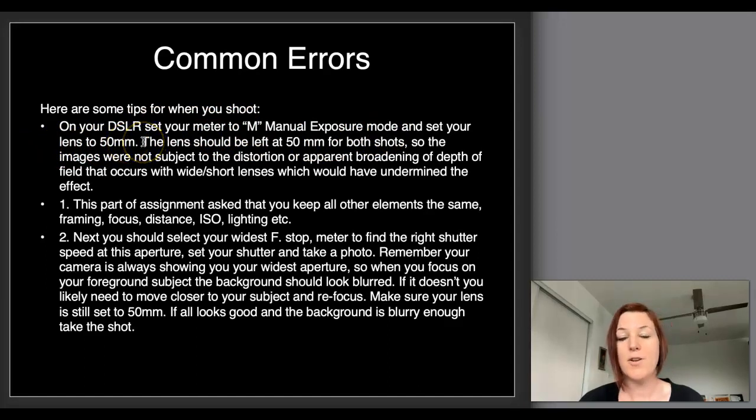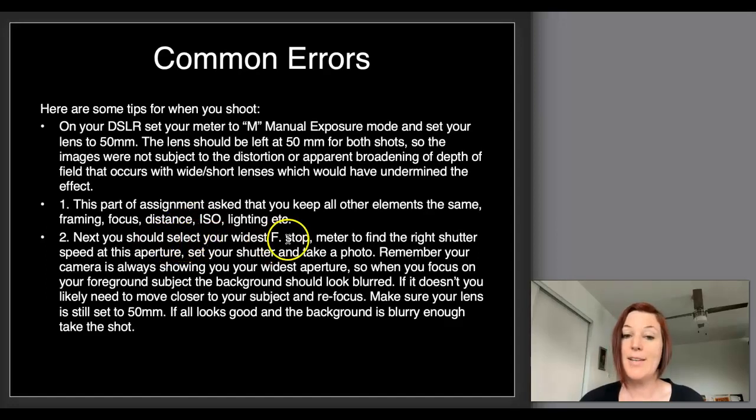If you're not using 50 millimeters, if you're using a much more wide angle lens setting like a 24 millimeter setting or an 18 millimeter setting, those wide angle lens settings unfortunately create a very broad depth of field. So even if you're trying to get this shot that's giving you a shallow depth of field, you're not really going to see that if you're still using a wide lens setting. So it's going to undermine the effect you're trying to create. And remember, this is again asking you to keep all other elements the same. Same framing, same focus, same distance from your subject, same ISO, same lighting, etc. All that you're changing here is your aperture and shutter combination.